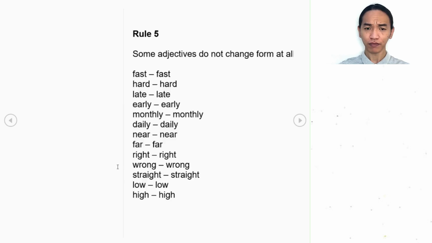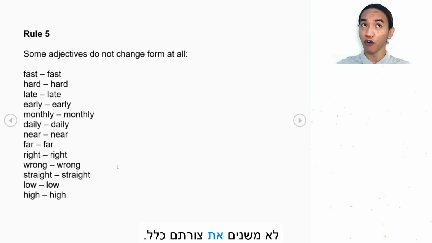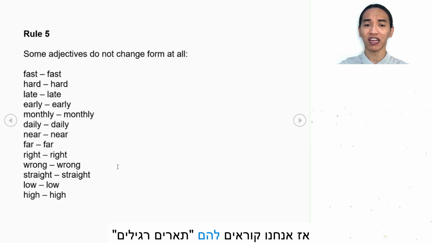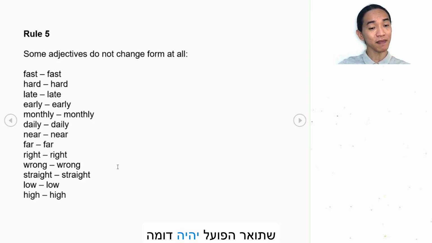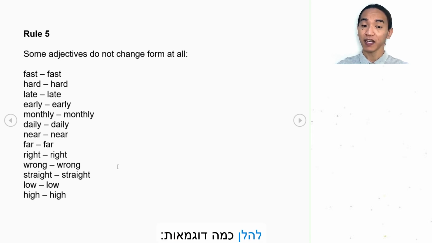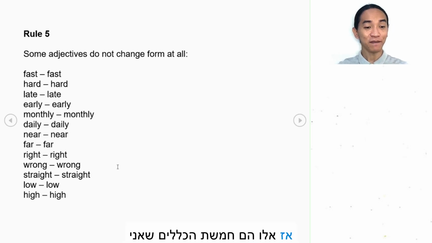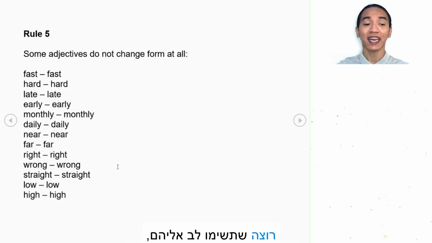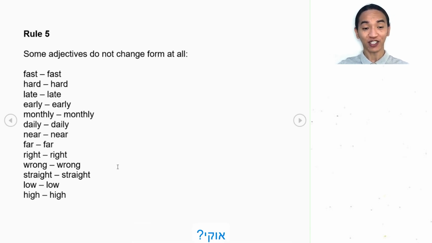Okay? Now, for rule number 5, some adjectives do not change form at all. This is what we call irregular adverbs, which means your adjective form is similar to your adverb form. A few examples that we have are fast, fast; hard, hard; late, late; early, early; monthly, monthly; and so on and so forth. Okay? These are just the 5 rules that I want you to pay attention to so we get some ideas about the rules in forming adverbs from adjectives.